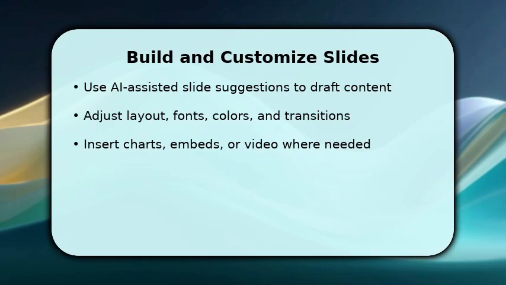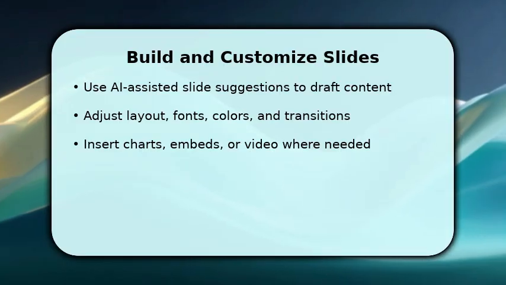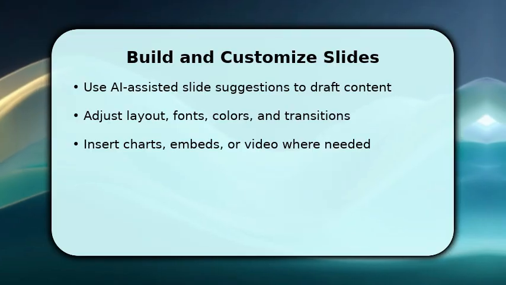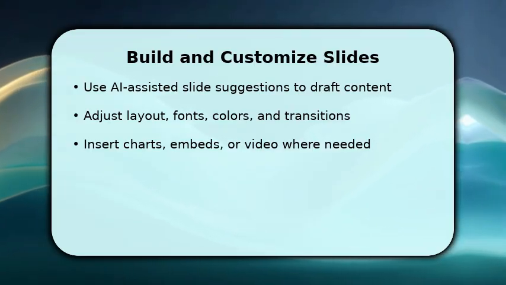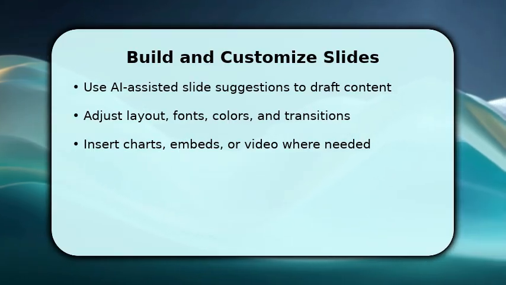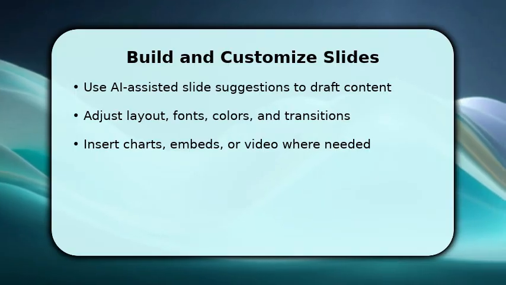Use Gamma's AI suggestions to auto-generate slide text and structure, but edit for tone and accuracy. Once done, adjust layouts, fonts, and color palette to match your brand. Consistency improves comprehension. Add charts or embed videos by selecting the media block and uploading files or links.